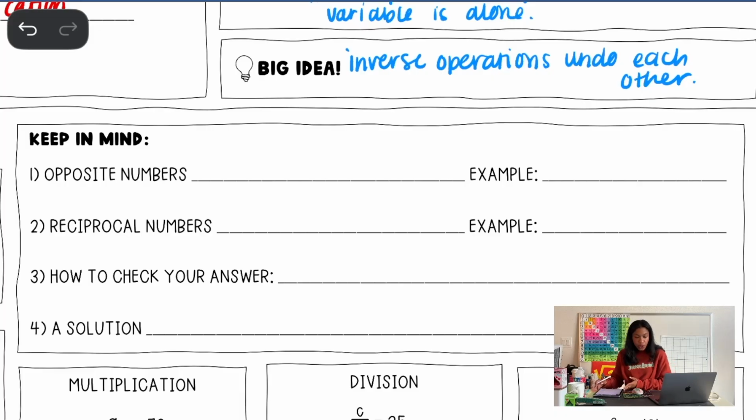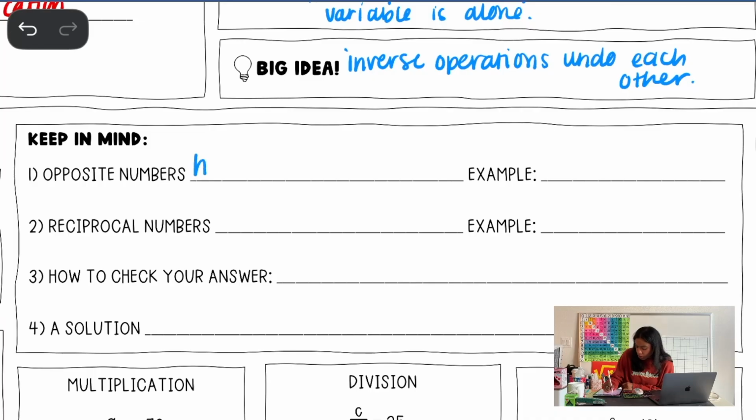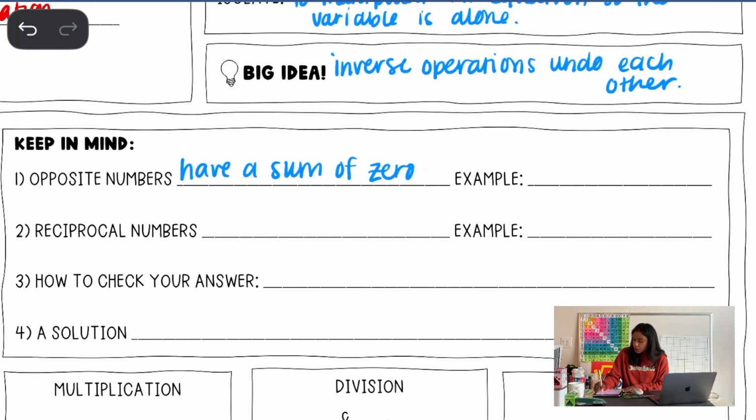our inverse values. Some of our inverse values are going to involve opposite numbers. Opposite numbers are going to be like a positive and a negative. What I want you to remember about opposite numbers is that they have a sum of 0, meaning when I add them together, I get 0. For example, -5 plus 5 equals 0, right? -5 and +5 are opposites. When we add them together, we get 0.